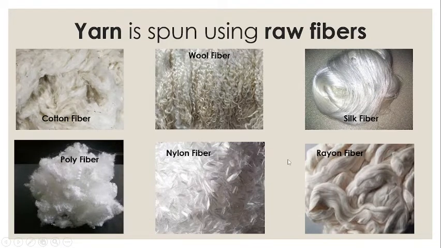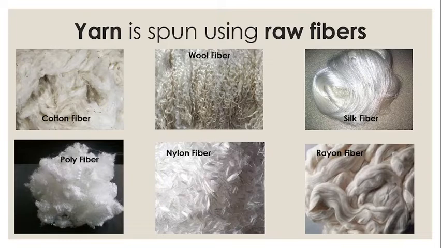So now that we know what yarn is not used for, let's go into how it is made and what it is used for. Like we talked about last week, different fibers are harvested from different things in order to be spun into yarn, and then that yarn will be either knit or woven to make textiles.